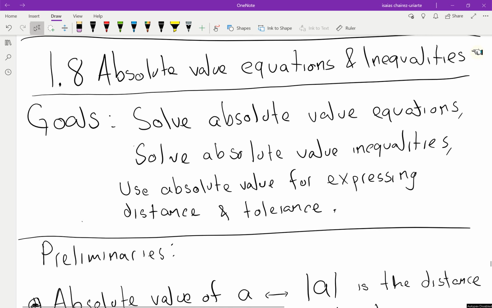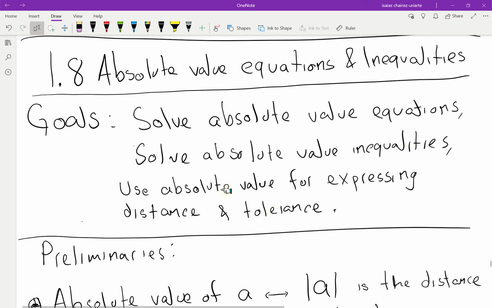Okay, this is section 1.8. In this section, we're dealing with absolute value equations and absolute value inequalities. The goals of this section are to be able to solve absolute value equations, to be able to solve absolute value inequalities, and to be able to express distance and tolerance by using absolute value.